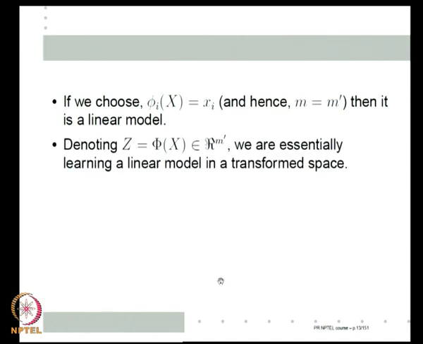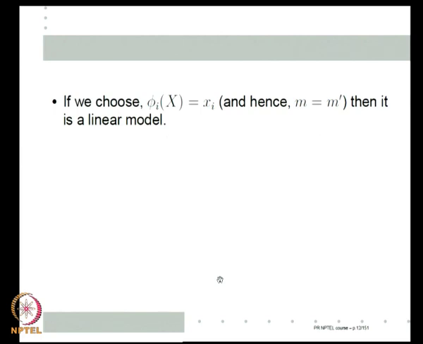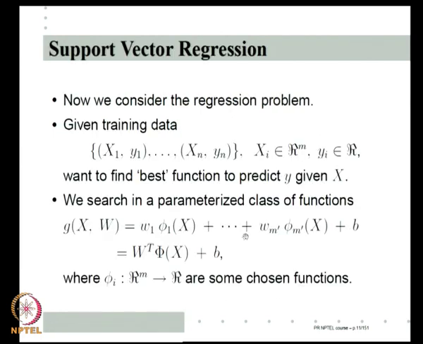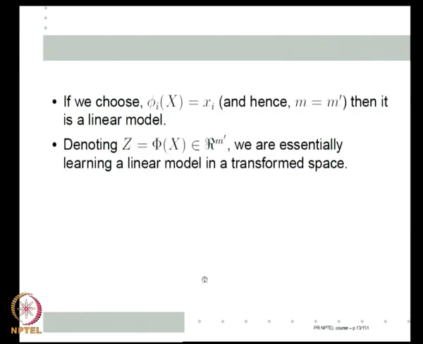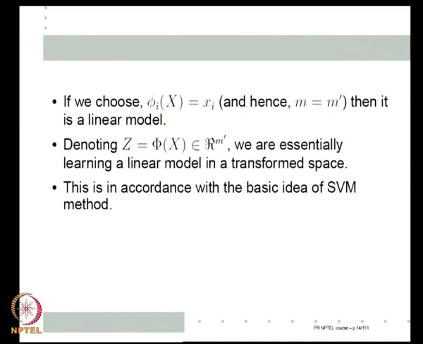In general, of course, we have seen this as a generalized linear model earlier, but now we can think of phi 1 x, phi 2 x, phi m prime x as an m prime dimensional vector, and represent that as capital phi of x, which is a transformed version of x, right. So, I can think of z is equal to capital phi of x, which is in R m prime, and then we are essentially learning a linear model in the transform space. Right. This is basically the basic idea of SVMs.